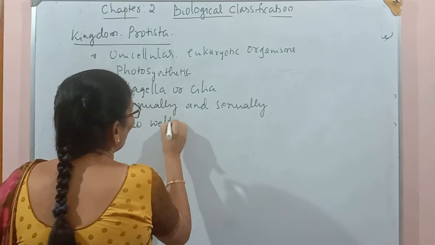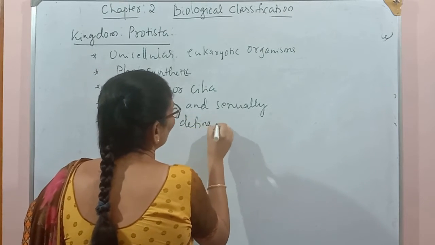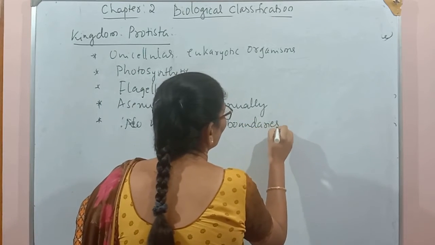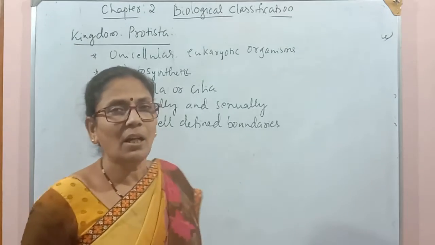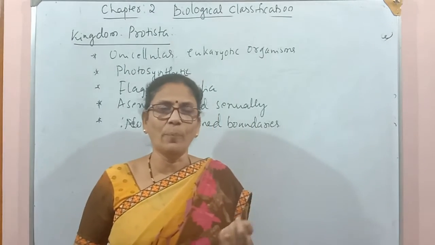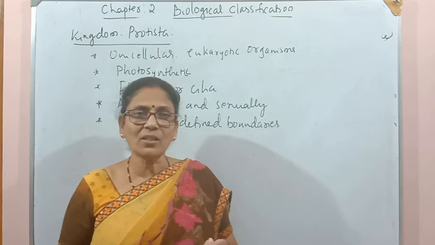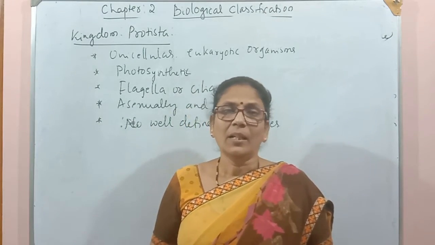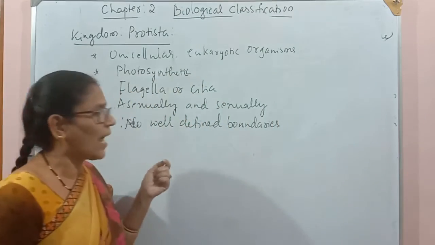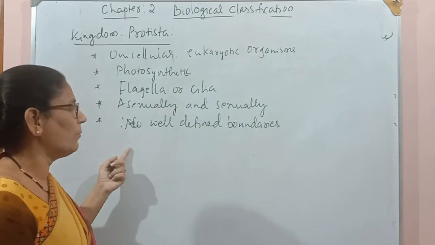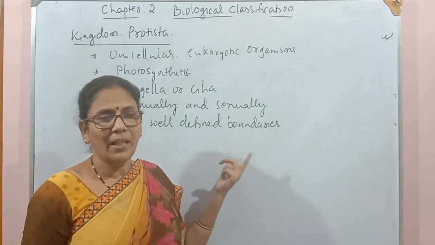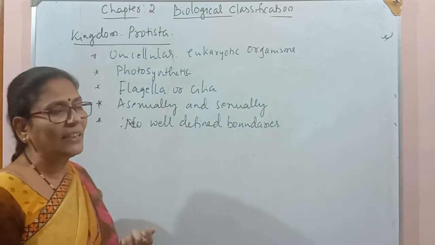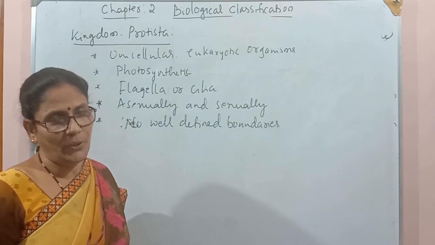No well-defined boundaries means the organisms of this group share characters with organisms of other kingdoms. It means this kingdom has links with other kingdoms like Plantae, Animalia and Fungi. So these are the general characters of kingdom Protista.